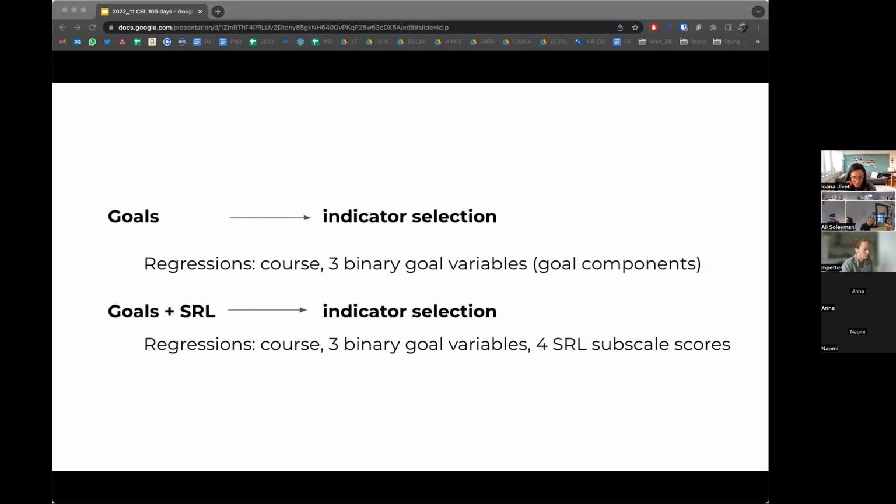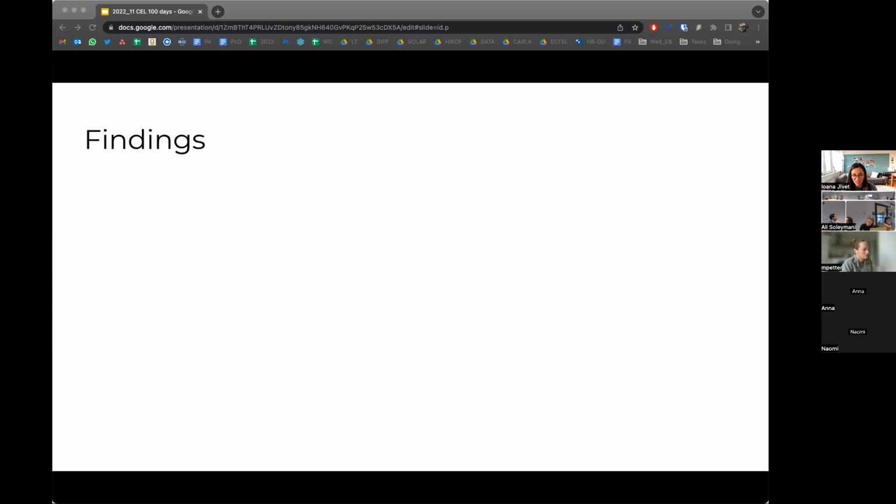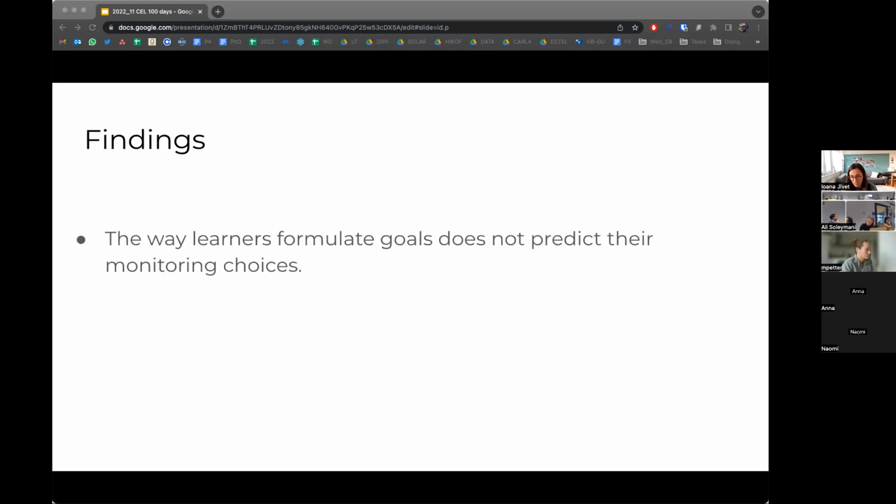I won't go into the details or show a table with results. They are presented in the paper. I think it's a lot more interesting to share the actual results and their relevance. So what we found out is that the way learners formulate their goals in general did not predict their monitoring choices. And one explanation for us is that we have data only about the decisions that learners took, not the motivation behind them.